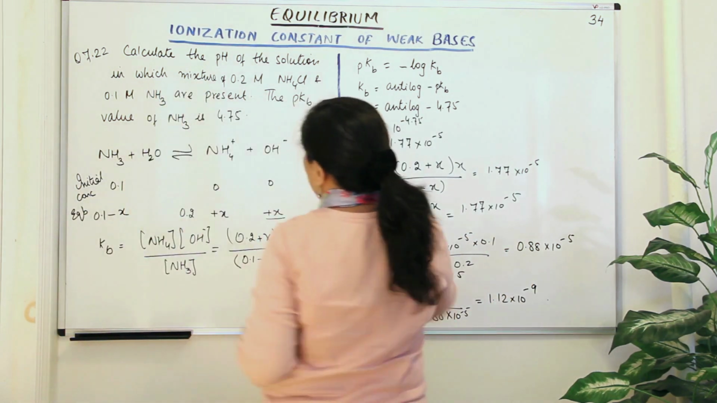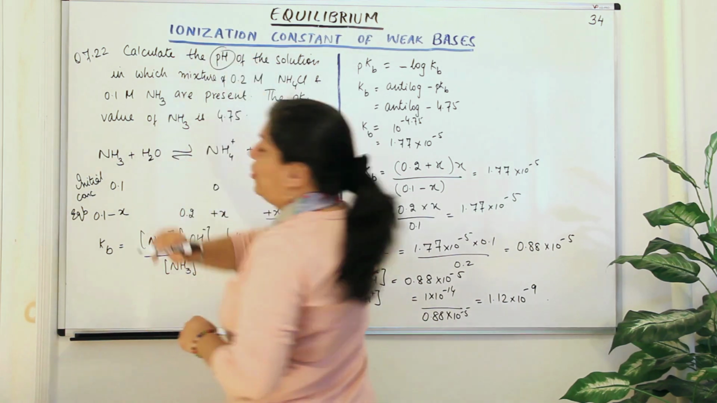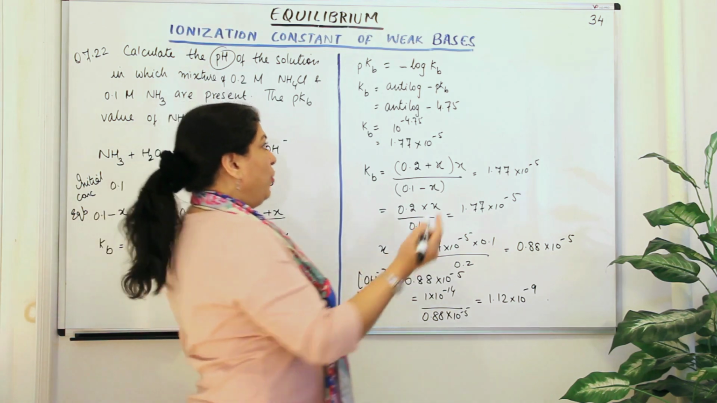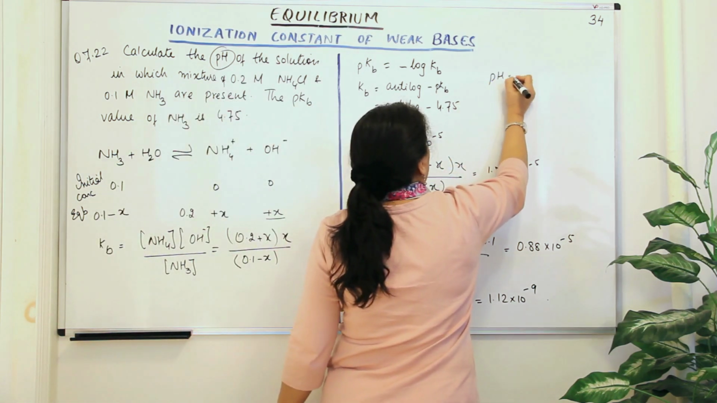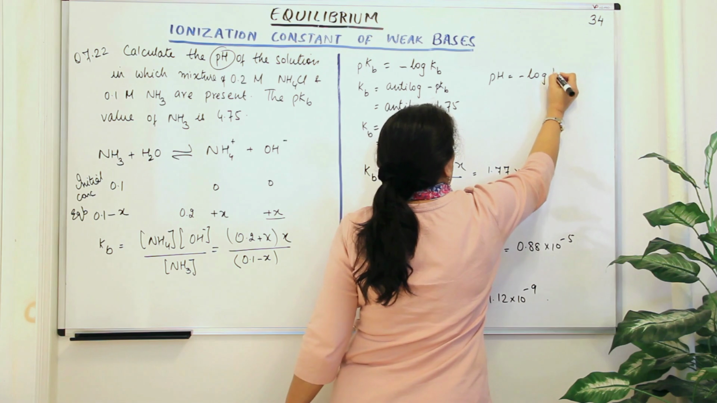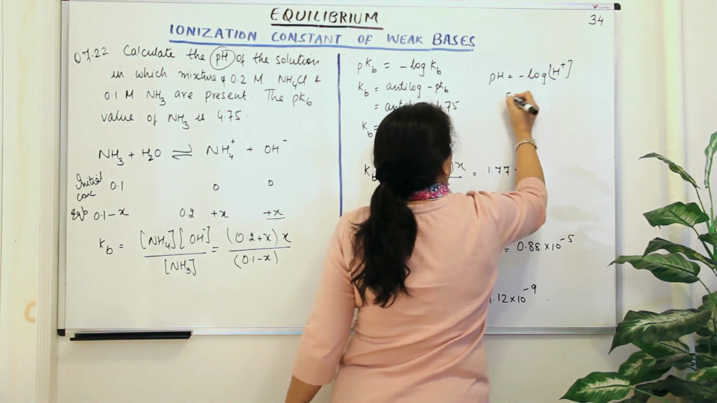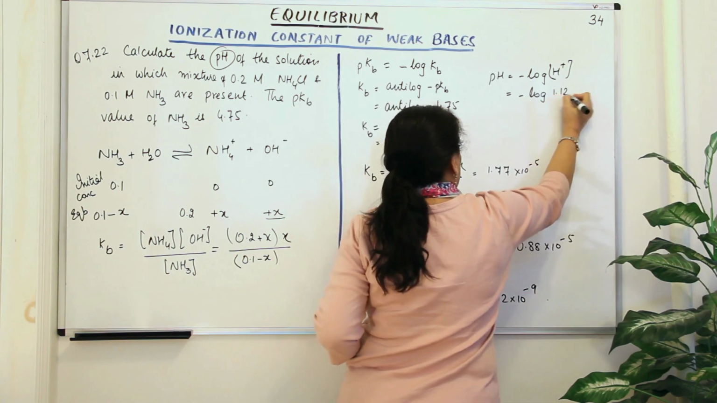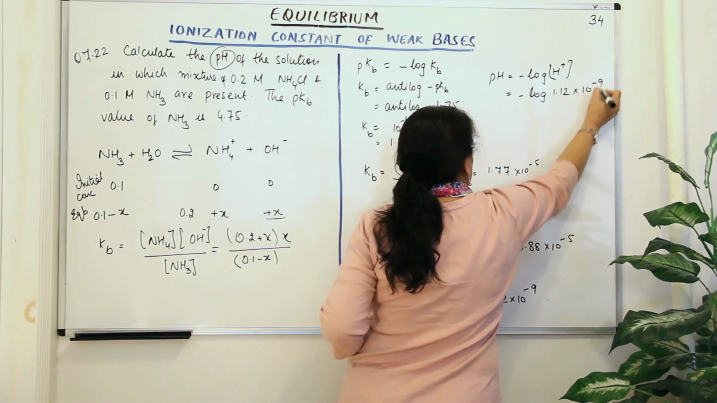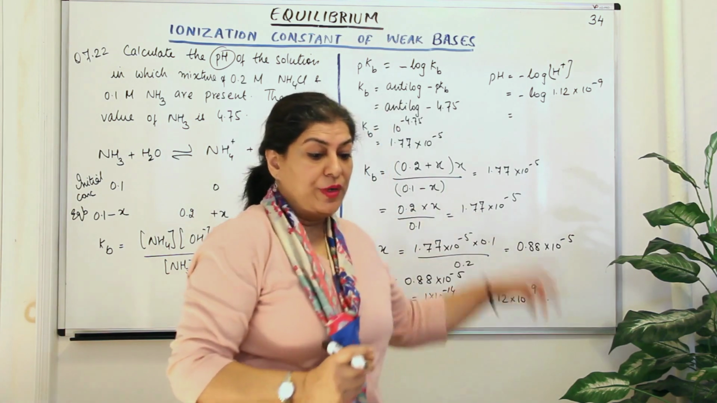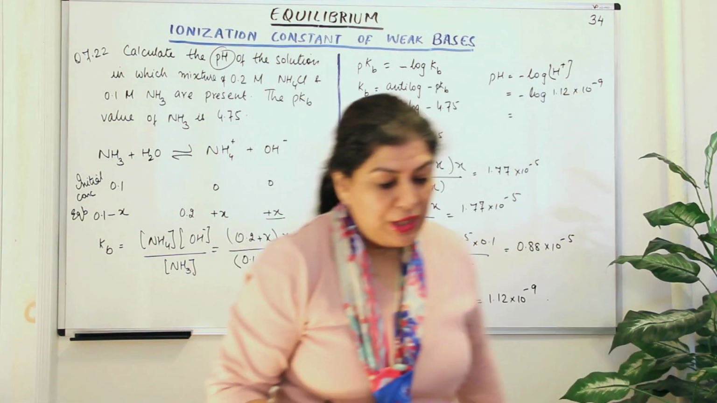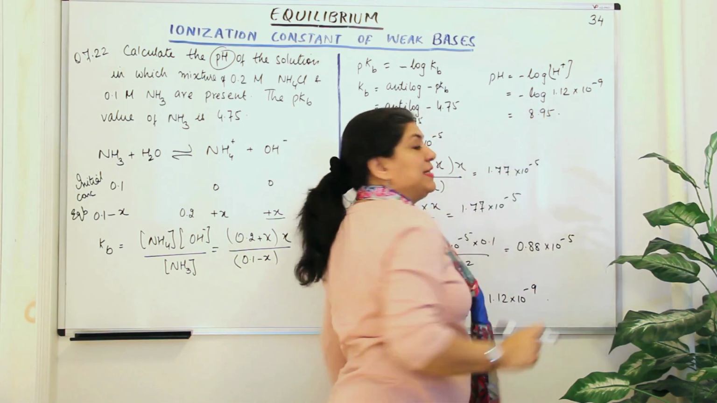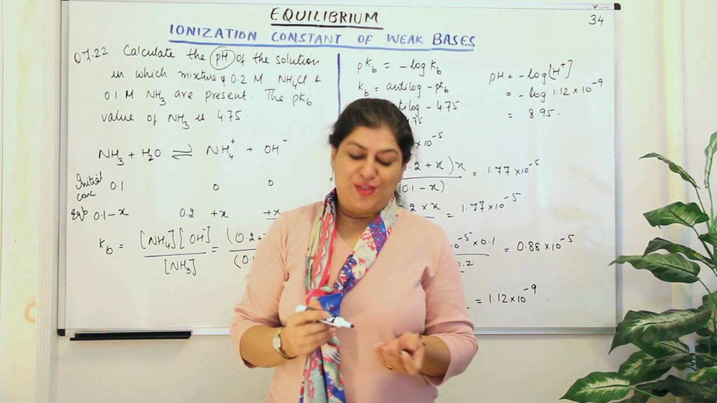And that's our question. You have to calculate the pH of the solution. So now you know the H positive ion concentration. And what is pH? pH is equal to the minus log of H positive ion concentration, which is equal to the minus log of what is the H positive concentration? 1.12 into 10 to the power minus 9. And when you find this out, the value comes out to be 8.95. The value is 8.95. So that is the pH of the solution.